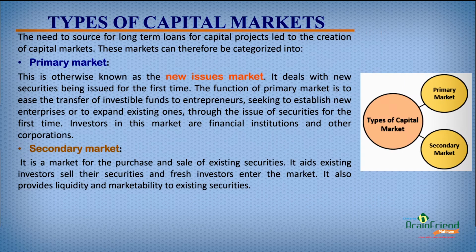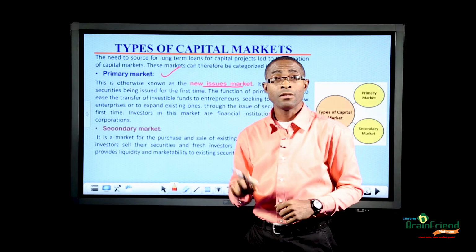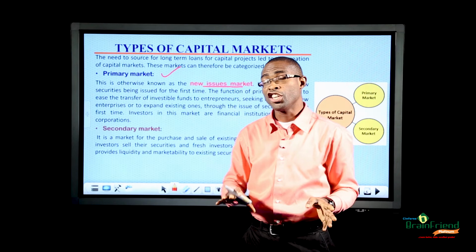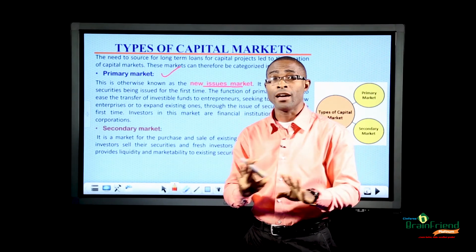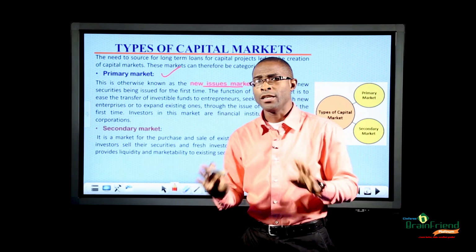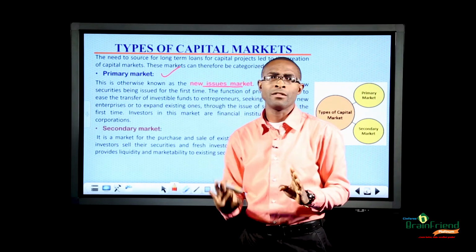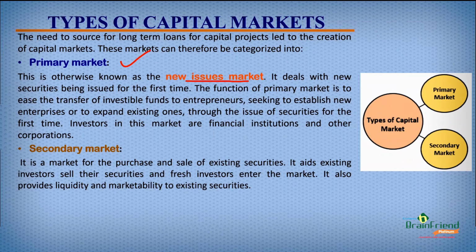Let's look at the types of capital markets. There are basically two types of capital markets. These are the primary market and the secondary market. But let's concentrate on the primary market for now. The primary market, otherwise known as the new issue market, deals with securities issued for the first time. These are shares and bonds issued for purchase at the initial stage. They have not been in the stock market before, they are just coming on board. That means they are selling such shares for the first time.